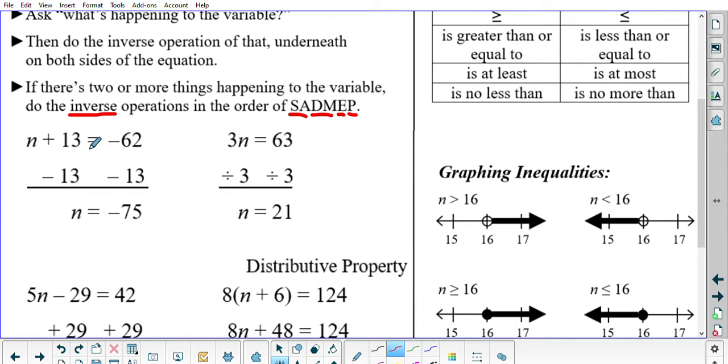So on this first example, n plus 13, what's happening to the variable? It's being added by 13, so we subtract by 13 on both sides. Now, we might make subtraction adding the opposite if we're not using a calculator to help us get the answer. 3n means 3 times n, so the inverse is to divide by 3 on both sides.